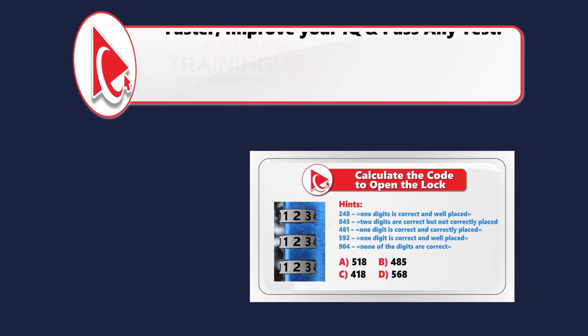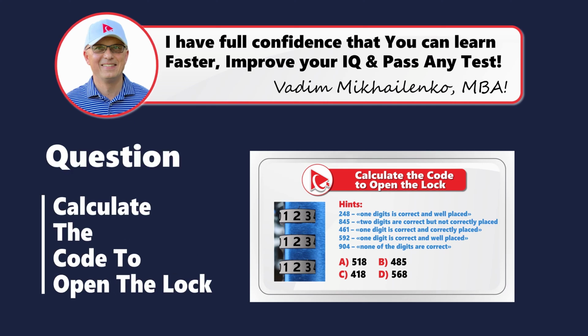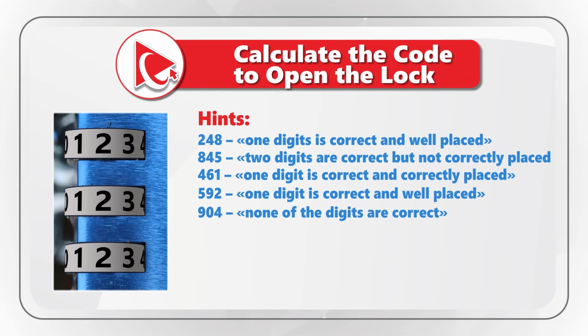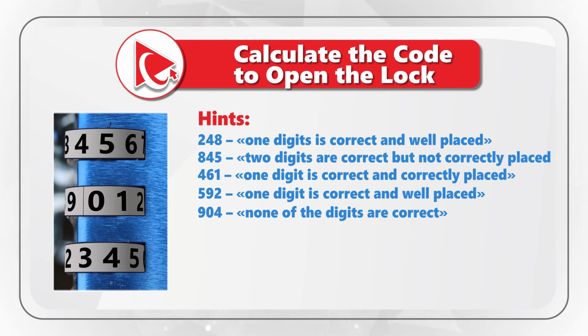Here's the challenging problem by solving which you will boost your cognitive abilities. You're presented with 5 hints, and using these hints, you need to unlock the code and open the lock. The hints are: in the digits 2, 4, 8, only 1 digit is correct and well placed. In the digits 8, 4, 5, 2 digits are correct but not correctly placed.